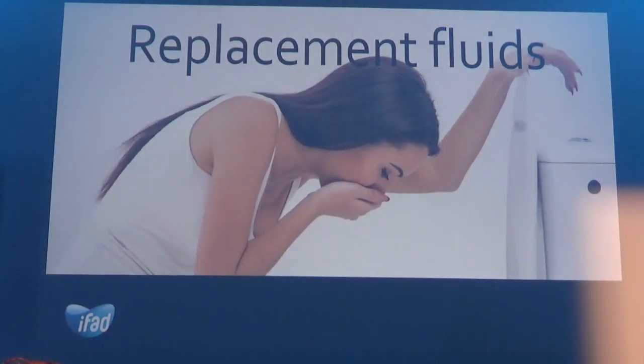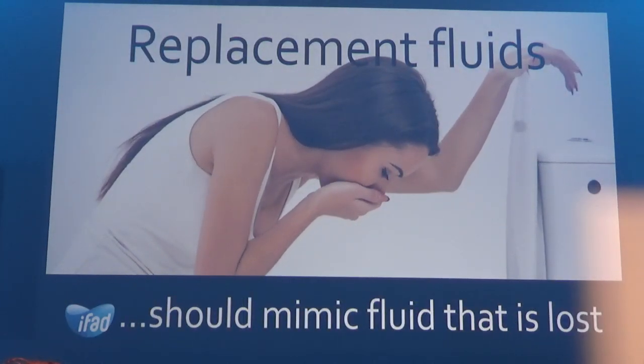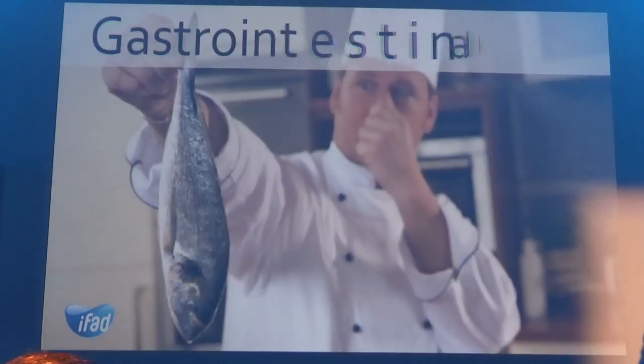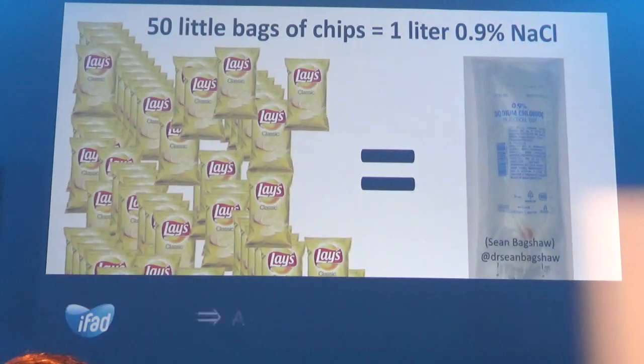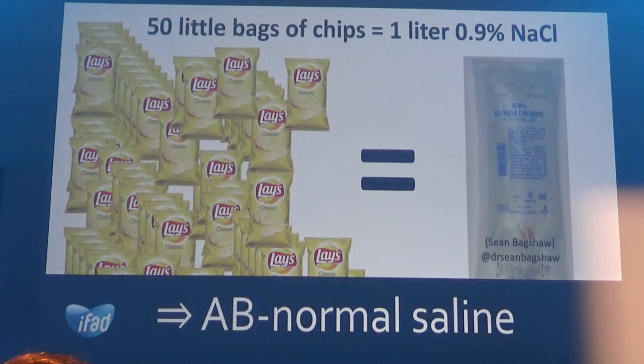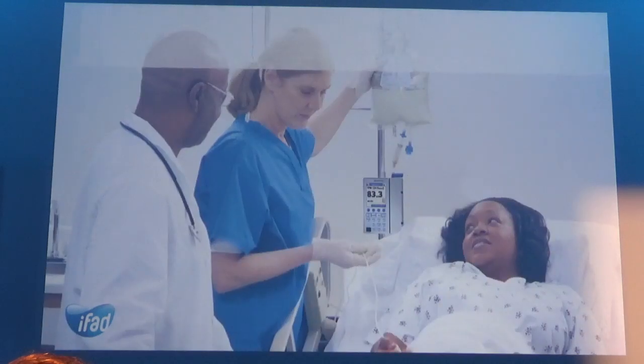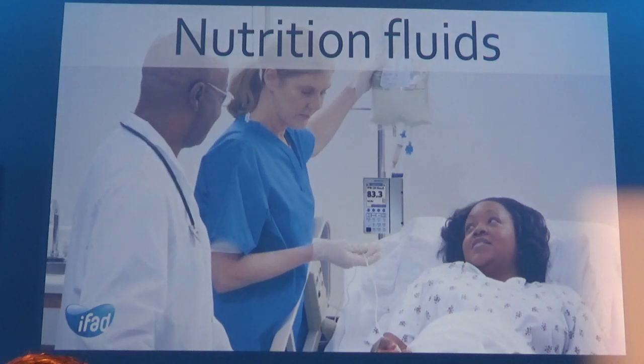So replacement fluids, they should mimic the fluid that is lost. So if you lose blood, you get blood. If you lose plasmolite, you could get plasmolite, but this does not happen. And gastrointestinal losses, maybe this could be an indication, because you can have alkalosis, to substitute with saline, which would normally induce hyperchloremic metabolic acidosis. There is nothing normal about saline because I don't have 154 milliequivalents of chloride in my blood.